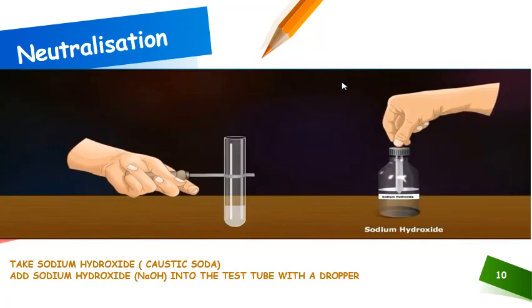Already, what is there in the test tube? Already 10 ml of hydrochloric acid is present, isn't it? So what are you adding now? You are adding sodium hydroxide. If you observe, the formula is NaOH. NaOH is the formula for sodium hydroxide. Add this sodium hydroxide dropwise into the test tube.